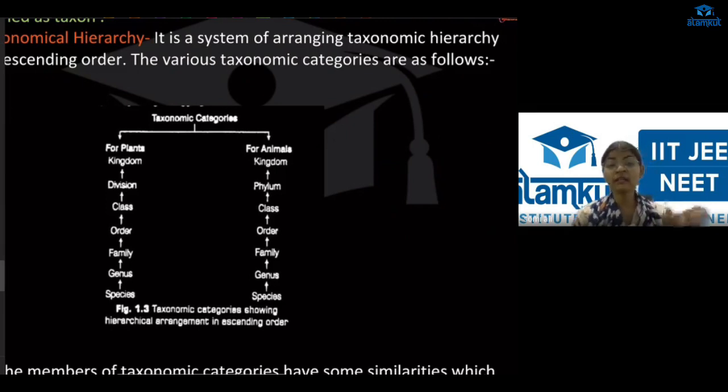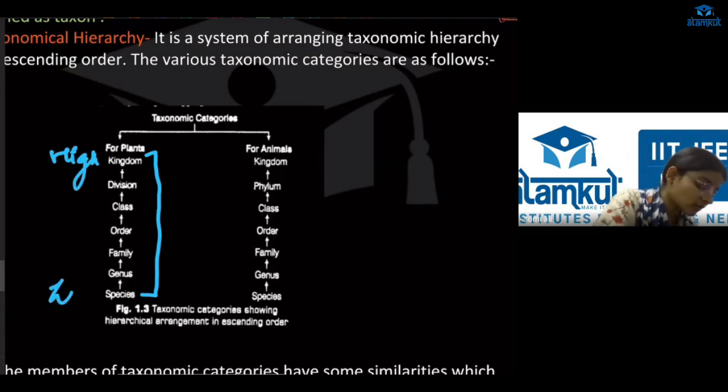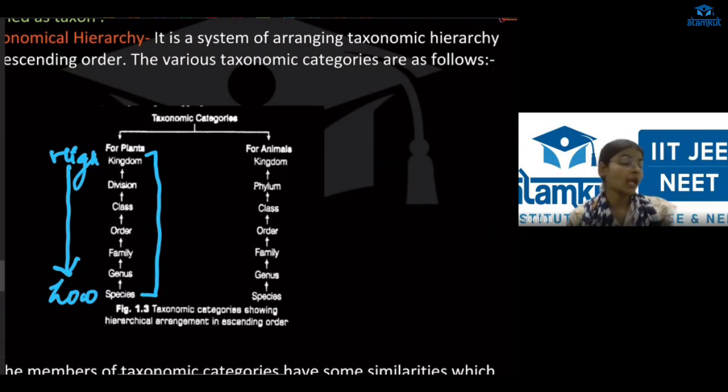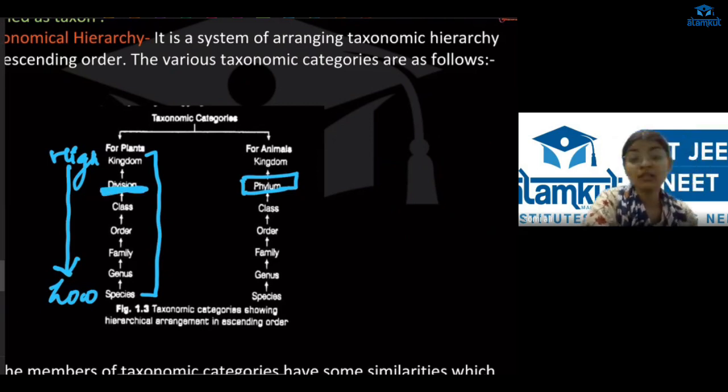Okay. For plants, it is kingdom, division, class, order. Then for animals, kingdom, phylum, class, order. Now this is classification in decreasing order, that is from higher level to lower level. And for animals only a slight difference is there, that instead of division they have phylum. See, for the plant division is there and for animals phylum is there.